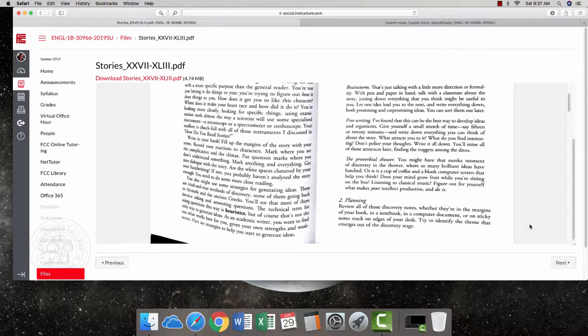Are the white spaces cluttered by your own handwriting? If not, you probably haven't analyzed the story enough. You need to do some more close reading.